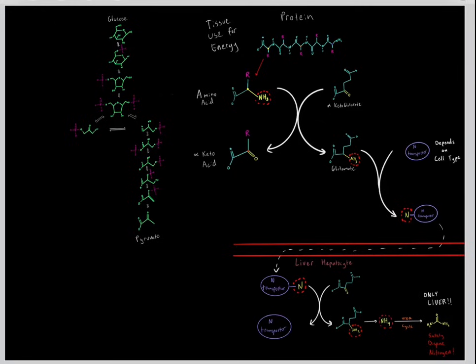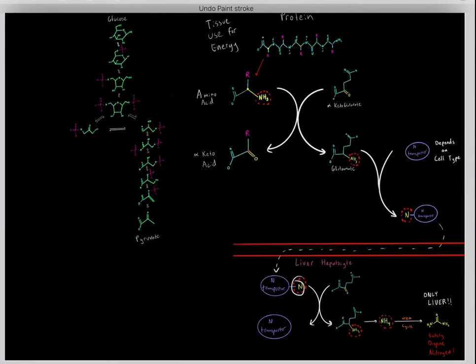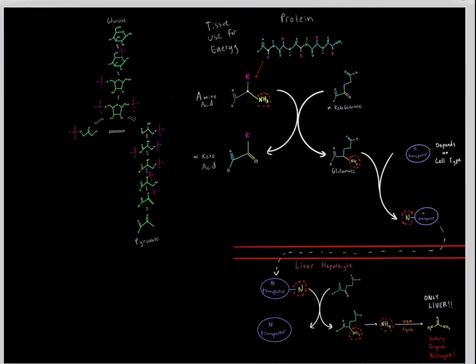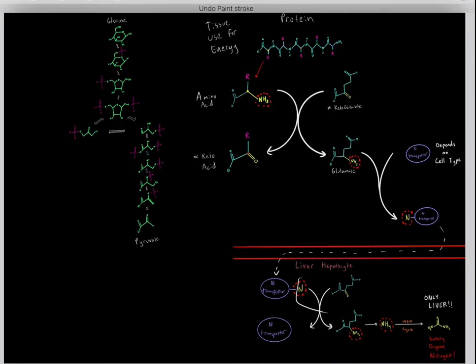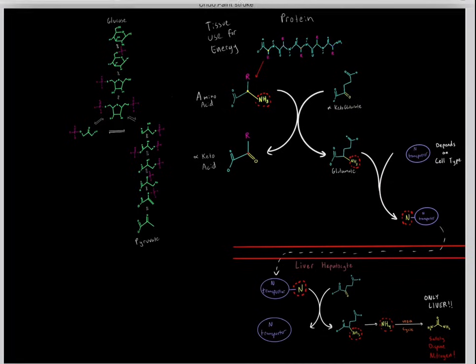But only the liver can safely dispose of nitrogen. So the point is, if we have a tissue that wants to use proteins and amino acids as a source of energy, we must get rid of that nitrogen group. But how do we get rid of that nitrogen group? Well, again, we donate that nitrogen to the nitrogen transporter, which can then safely donate that nitrogen to the liver, and the liver can safely dispose of that nitrogen through the urea cycle.